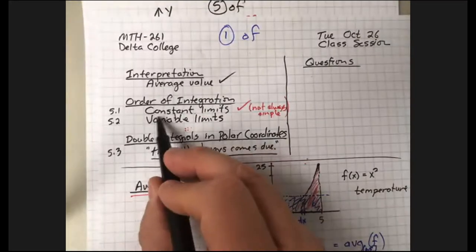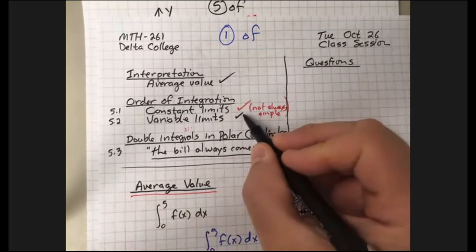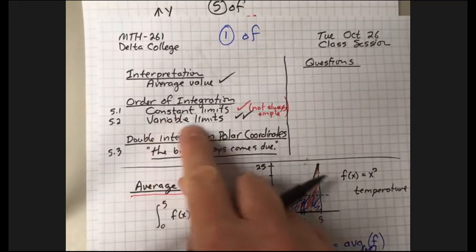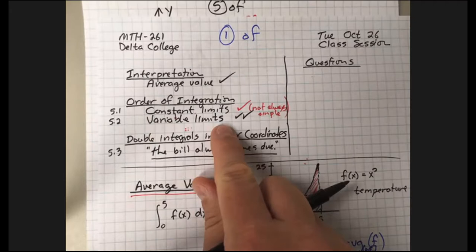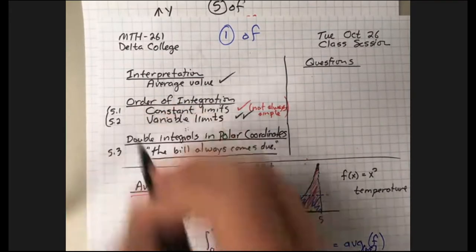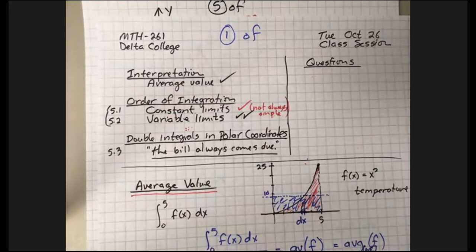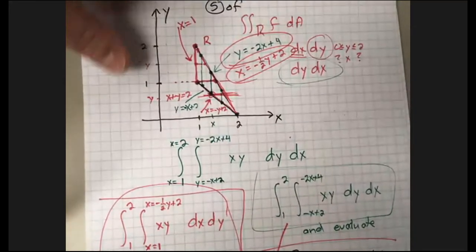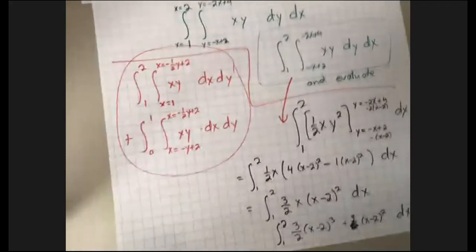But we've looked at constant limits and variable limits. Constant limits are not always nice. Variable limits are not always difficult. It depends on the organization you choose. So that's the mission in 5.1 and 5.2. I wonder what the average value of my function is over this region.